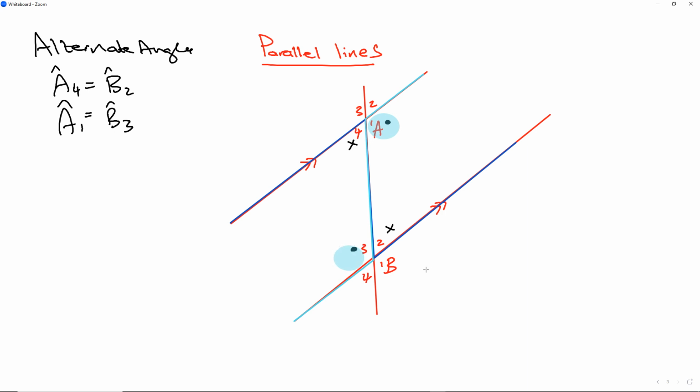If I have to highlight it again, once you remember this and start applying it in a few questions, you'll see how it goes. Those two angles are equal. Okay, alternate angles.